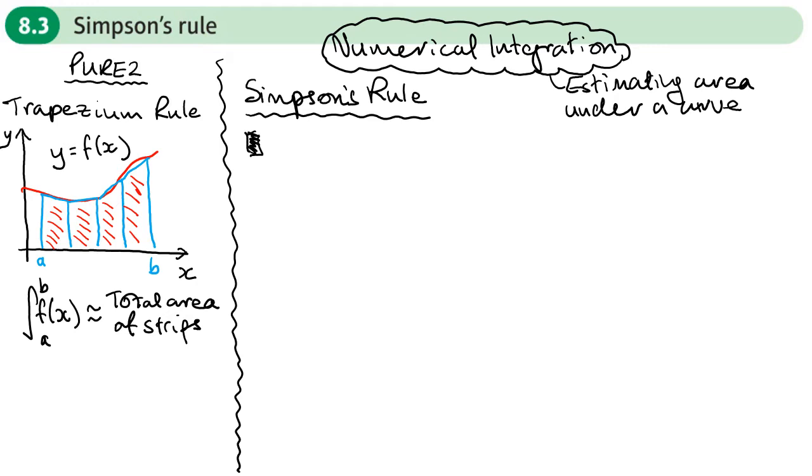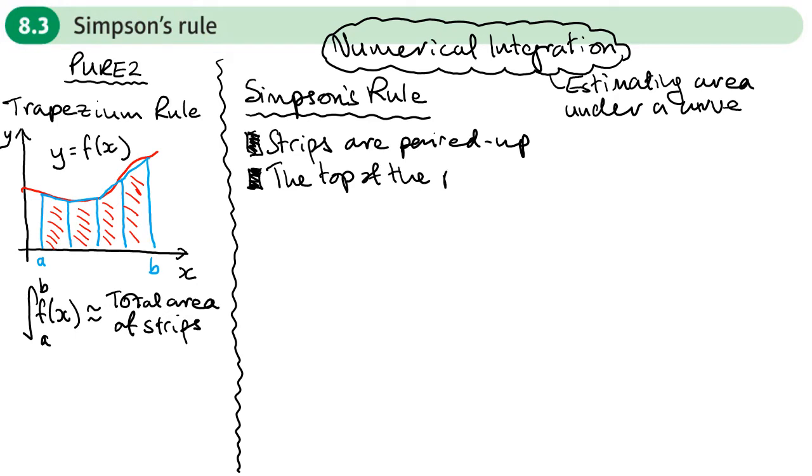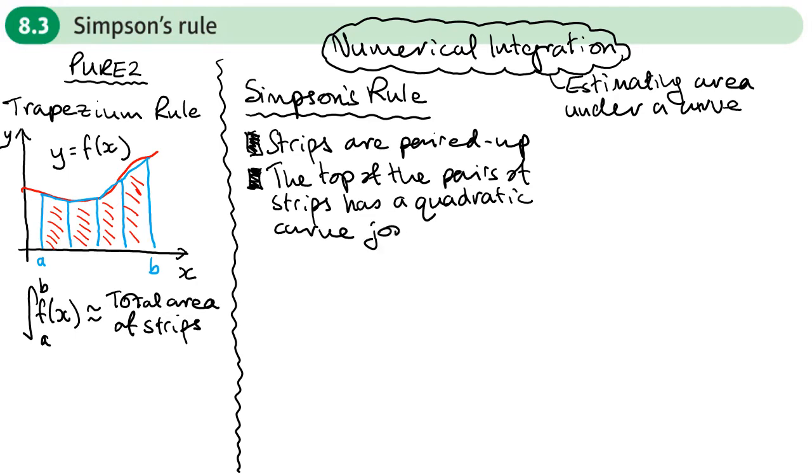So let's write down the main points. Simpson's rule: first, the strips are paired up. When the strips are paired up, the top of the pairs of strips has a quadratic curve joining them up.